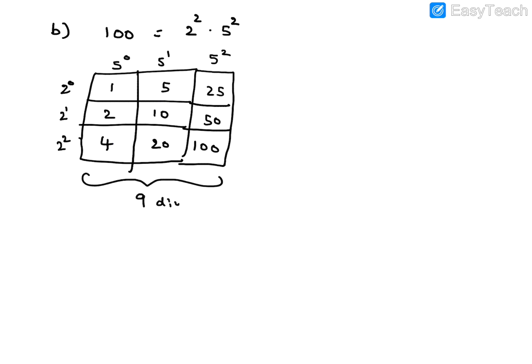Let us confirm this using the formula. D of n is equal to a plus 1 times b plus 1. Here our a is 2 and b is also 2. So a plus 1 times b plus 1 is equal to 3 times 3, and that gives you an answer of 9 divisors.